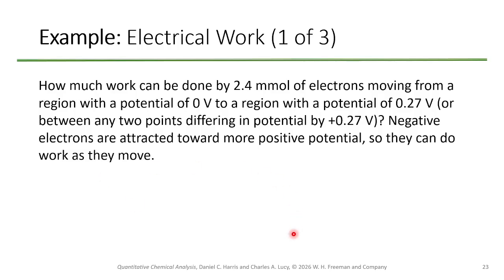So how much work can be done by 2.4 millimoles of electrons moving from a region with a potential of 0 volts to a region with a potential of 0.27 volts, or between any 2 points that differ by a potential of positive 0.27 volts, right? It doesn't actually matter where it is. If you have a 0.27 volt difference, it's going to be the same problem anyways, right?